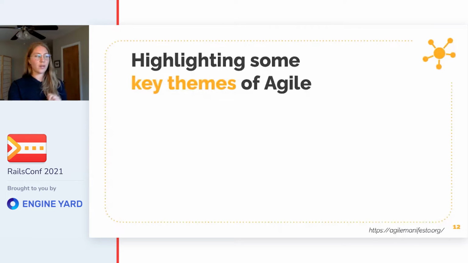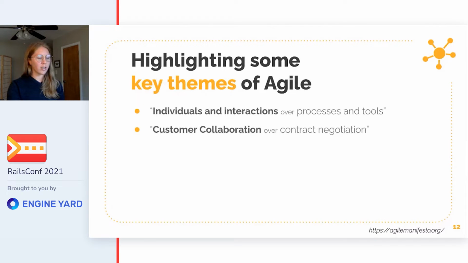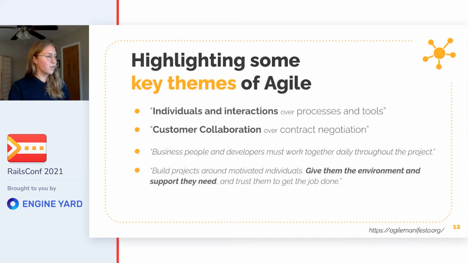So these first two are from the Agile Manifesto. Individuals and interactions over processes and tools. Customer collaboration over contract negotiation. These next two are from the 12 principles behind the Agile Manifesto. Business people and developers must work together daily throughout the project. Build projects around motivated individuals. Give them the environment and support they need and trust them to get the job done. Think you might be able to tell where I'm going with this. And then lastly, the concept of self-organizing teams.